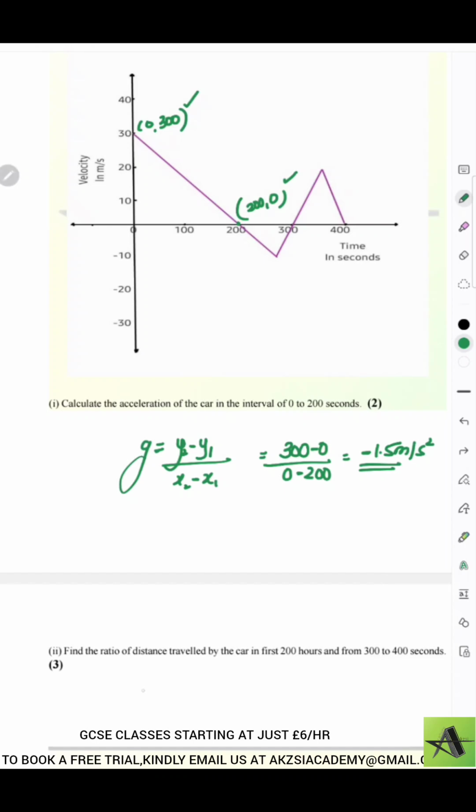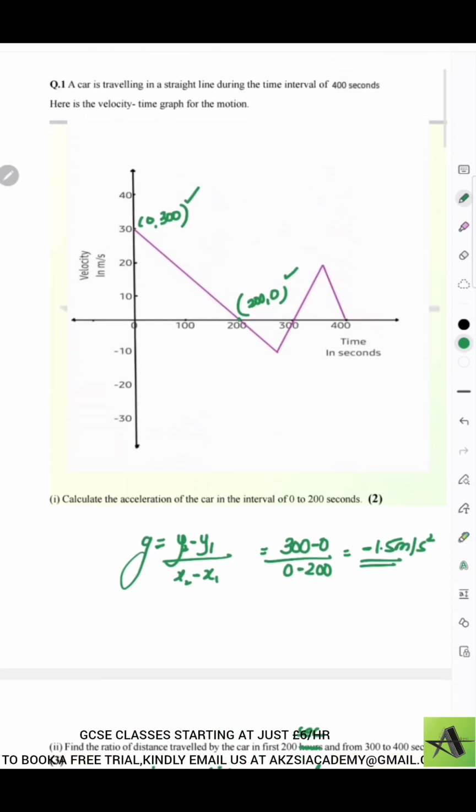So the ratio should be the distance in the first 200 seconds. It's not hours, it's a misprint, so it has to be seconds, over 300 to 400 seconds. That means the distance traveled between 300 to 400 seconds. So we have to see the distance traveled from the start to 200. In a velocity time graph, the distance is given by the area under the curve.